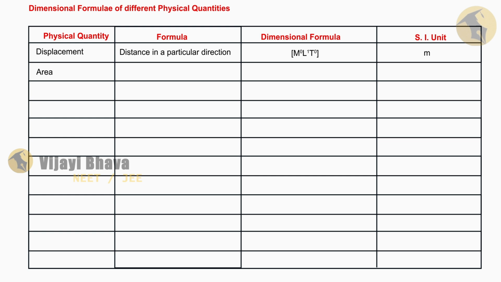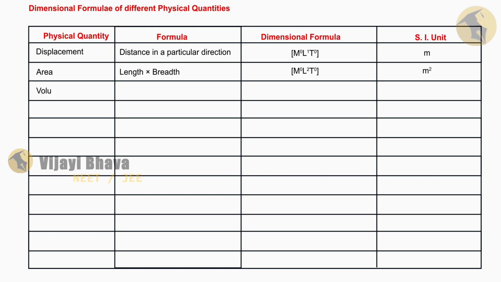Next, area. The formula for area is length into breadth. Length is represented in dimensional formula as L1 and breadth is also represented as L1. Thus L1 into L1 becomes L2. So the dimensional formula of area is M0 L2 T0. As we don't have representation for mass and time here, we had taken them as 0.